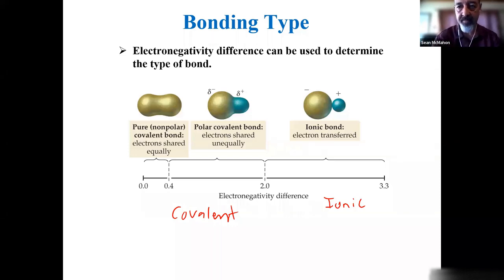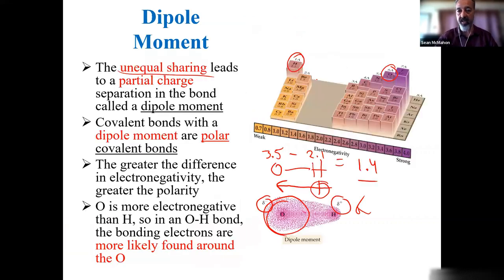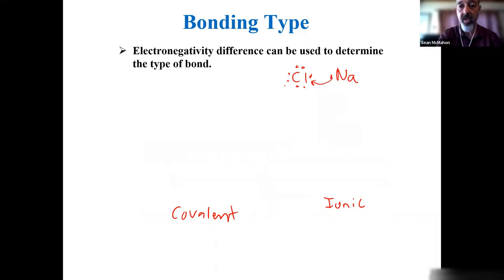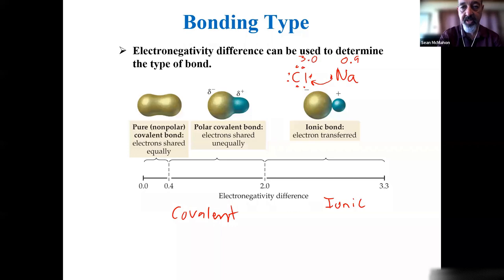So like sodium has 1 valence electron and chlorine has 7. But what happens is the sodium gives it up. Why does the sodium give away its electron? Electronegativity. It's a 0.9. Chlorine's a 3.0. So 0.9, 3.0, that's a difference of 2.1. That's a big electronegativity difference. That falls under an ionic compound.